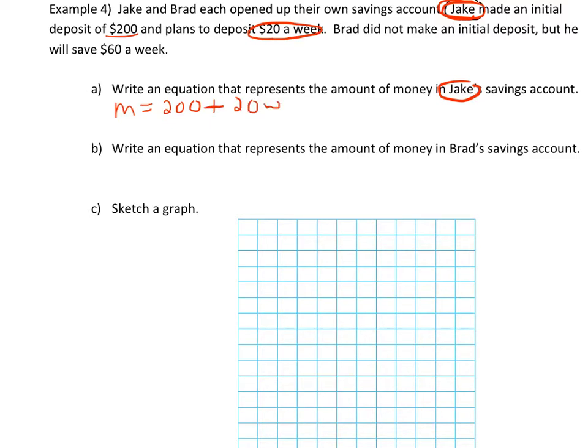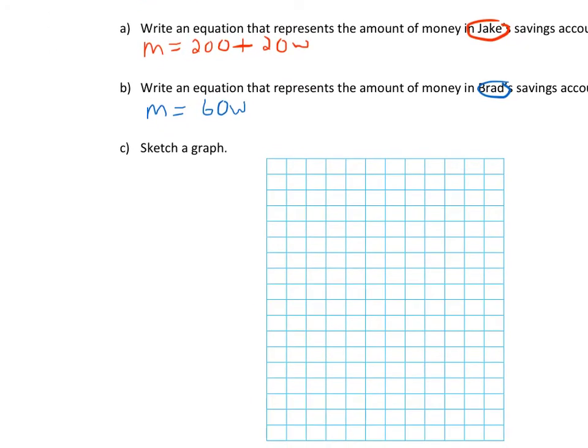On the other hand, Brad did not make an initial deposit, but he does put in $60 a week. So Brad's equation, or in other words, the money he has, is equal to just the $60 he puts in every week. Now let's take a look at our graph. I'm going to rewrite these down here so that we can have a good look at them, because I'm going to zoom in on the graph.